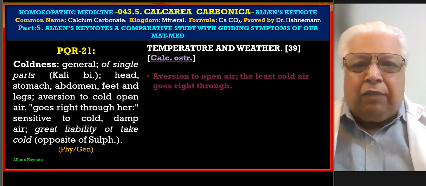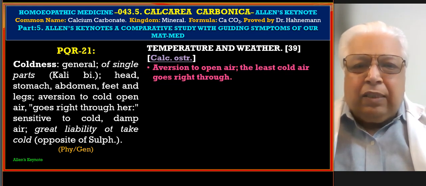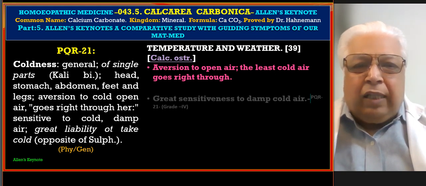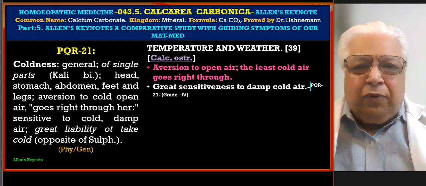39, temperature and weather. First grade representation, aversion to open air. The least cold air goes right through. This is the fourth grade representation here, great sensitiveness to damp cold air.